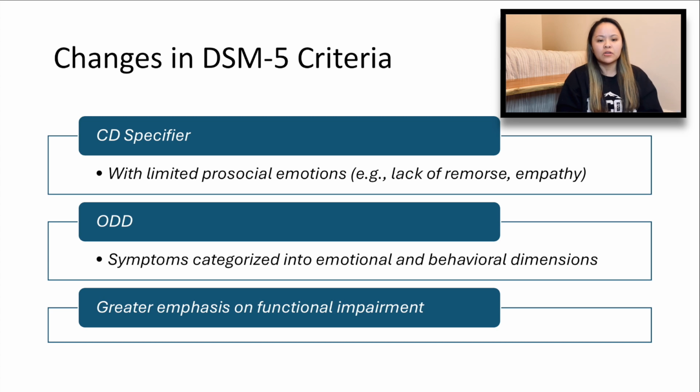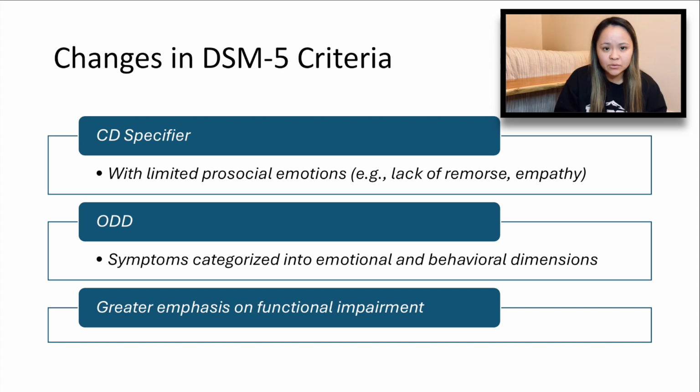Now, with the newer DSM-5 that was published in 2022, there have been some changes and additions to provide a greater emphasis on functional impairment, greater diagnostic criteria, and more specifiers to fully understand and categorize how severe certain traits are that children or adolescents are presenting if they're diagnosed with oppositional defiant disorder or conduct disorder.